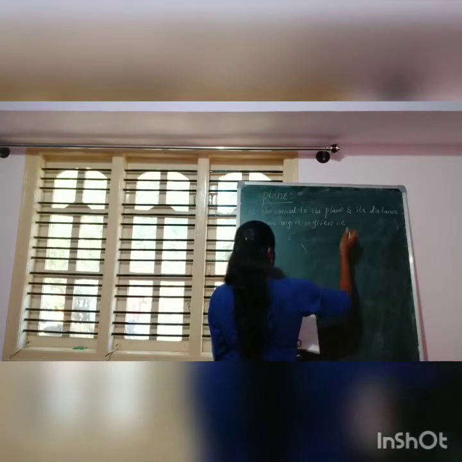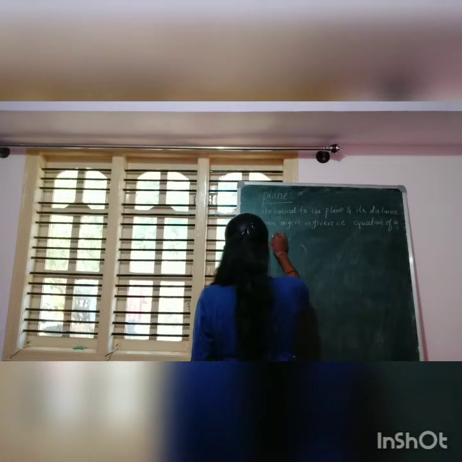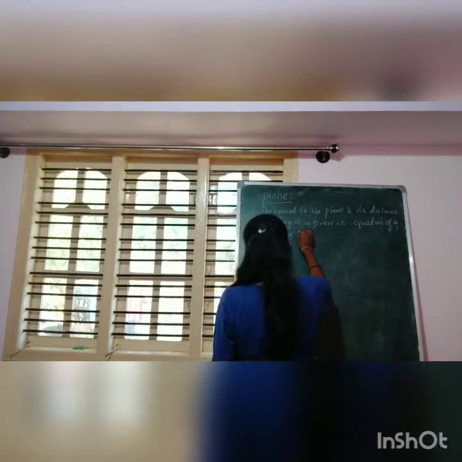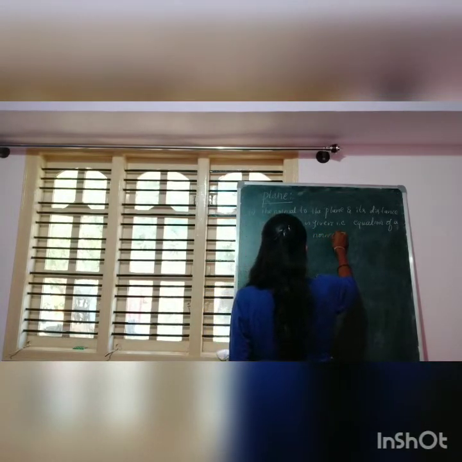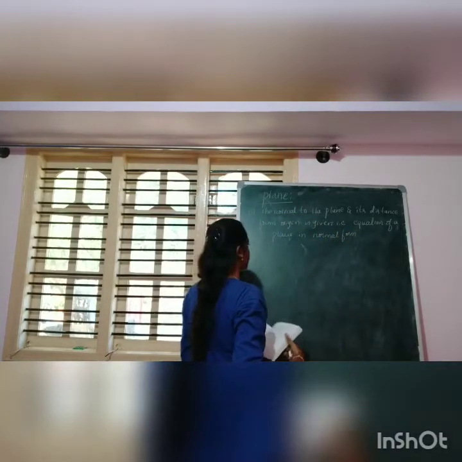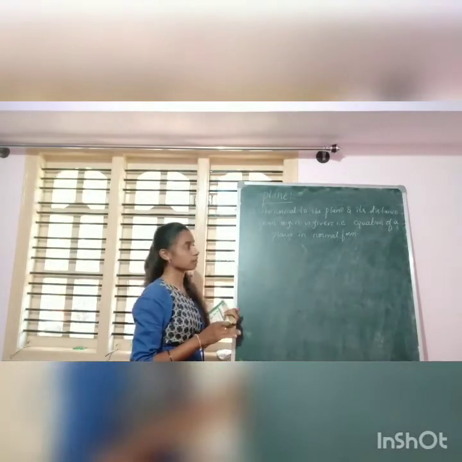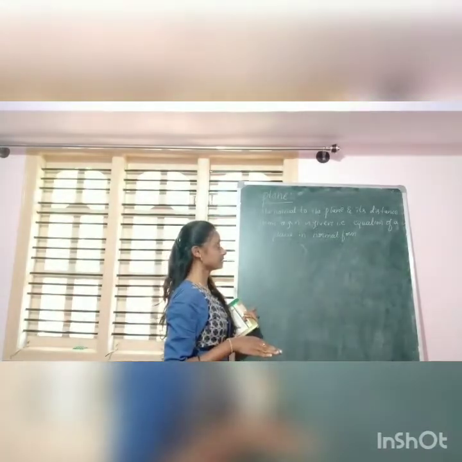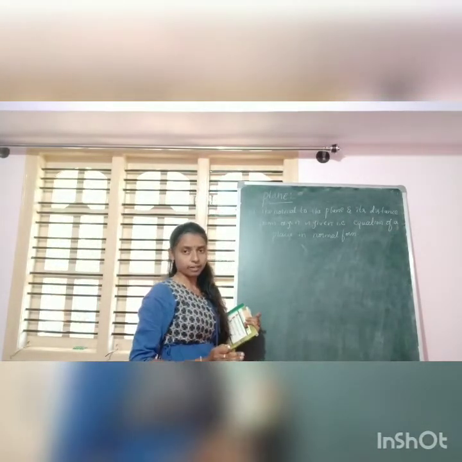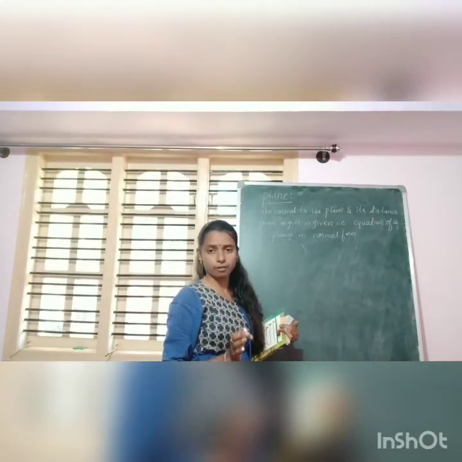So this we'll call an equation of a plane in normal form. So this is the first point, the normal to the plane. As you know, if the normal to the plane and its distance from the origin are given, then we can call it an equation of a plane in normal form.